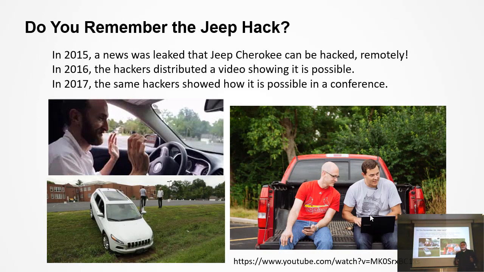This is not a science fiction movie we are talking about. This is reality. In 2015, these two guys showed how a Jeep Cherokee can be hacked, and they took control of everything: steering wheel, brakes, engine, central lock system, wiper, air conditioning, everything remotely via the internet and through the car entertainment system. If you have time, just go and watch this video. It's like a 5-minute video.